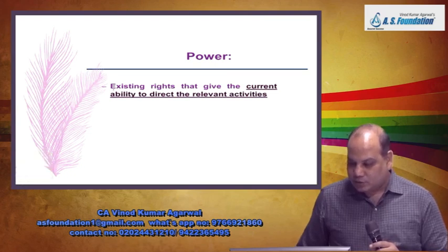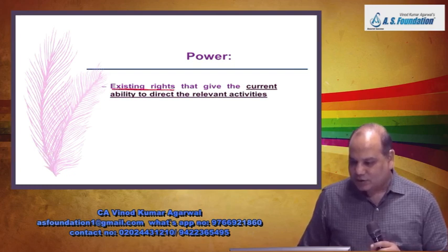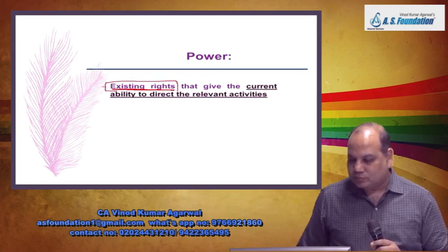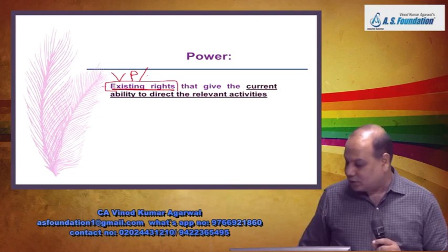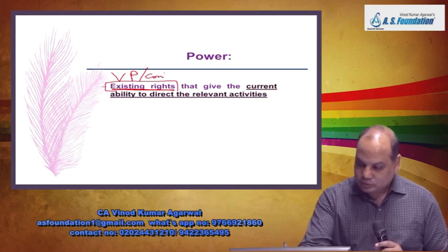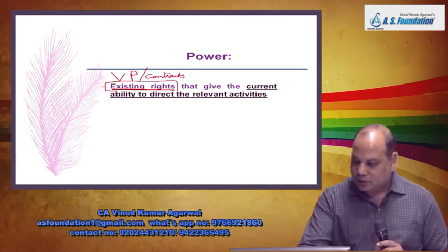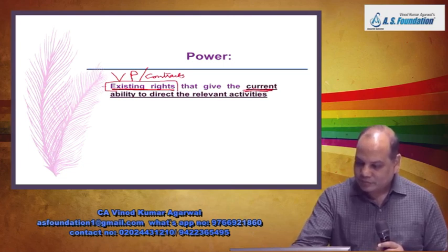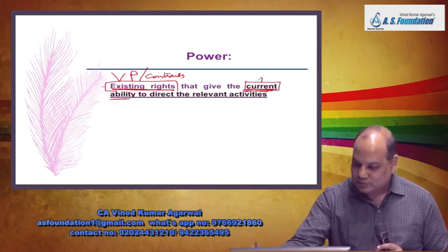Power means power comes from rights. Which right? Existing right. Existing rights usually come from voting power, or existing rights come from contracts that give the current ability. What is current ability? As of now.